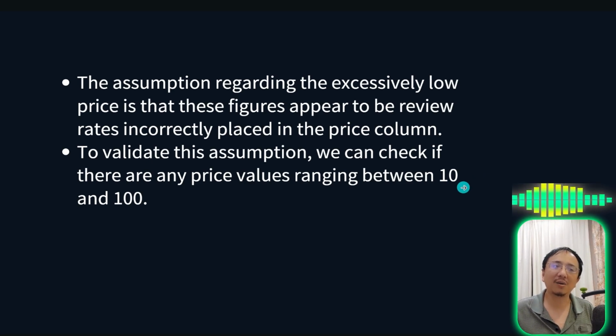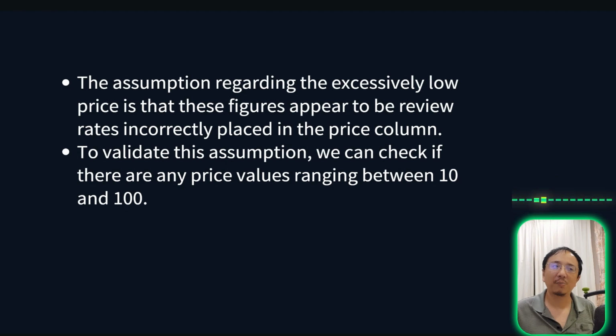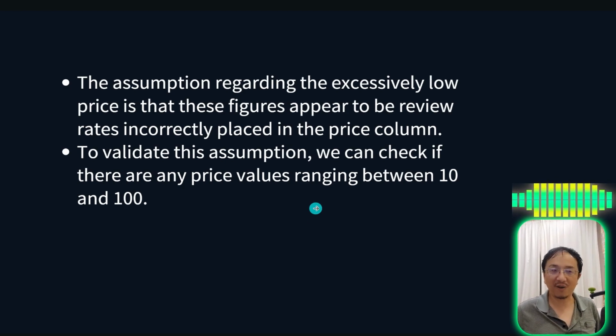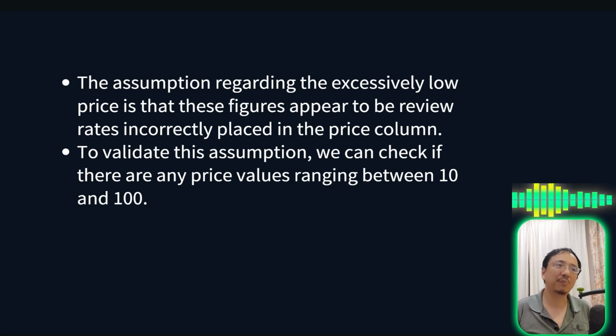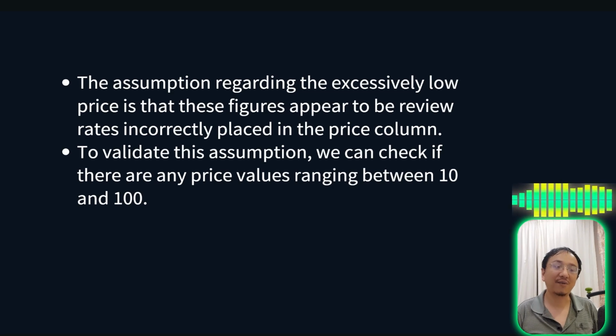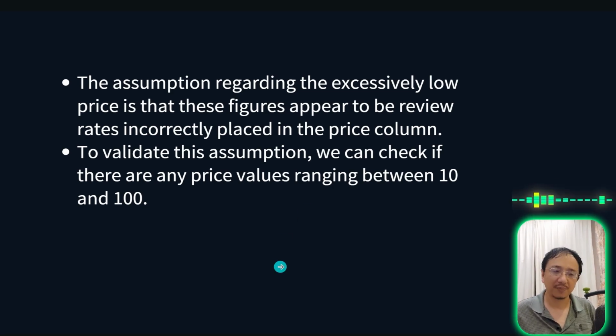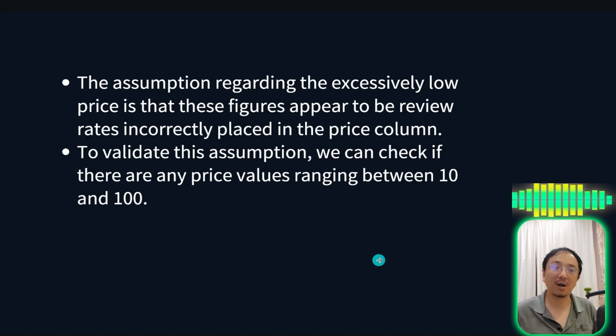If there are no listings with a price between 10 to 100, then it might suggest that anything below 300 is less than or equal to 5. Then our hypothesis has some evidence that these are actually misplaced review scores. But if there exists something between 10 to 100, say like 70, 71, 77, then the hypothesis of the rating score alone cannot explain all the low prices.